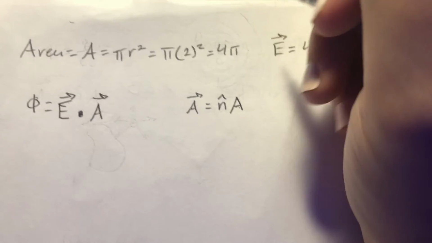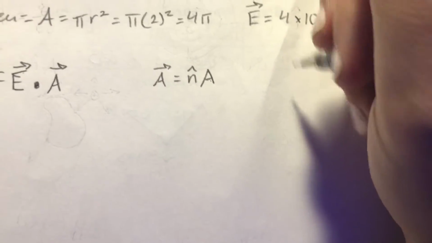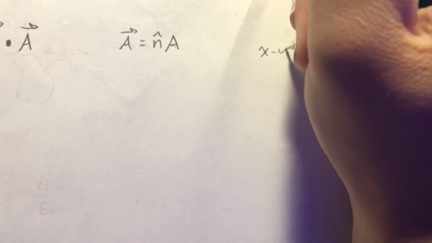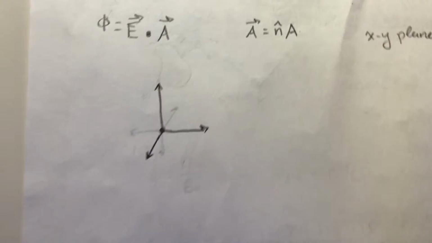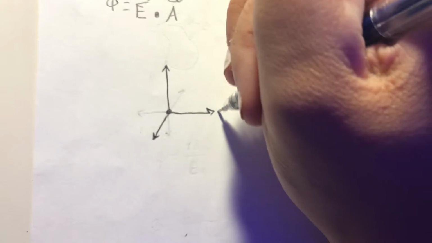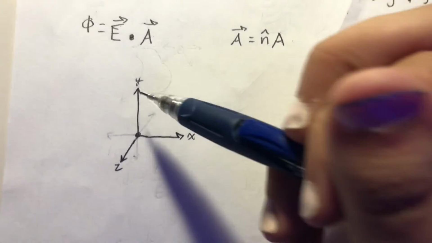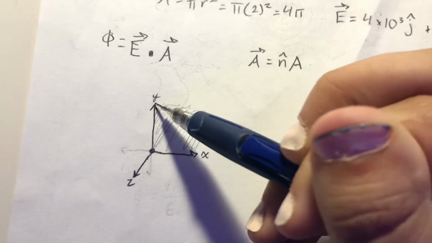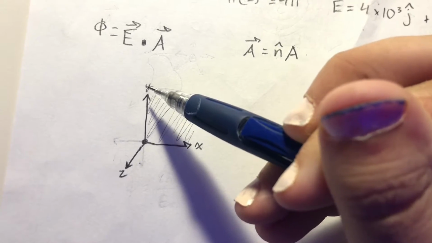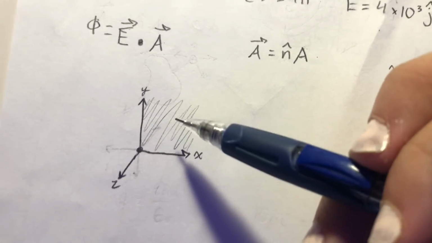And in the problem, it says that our circle lies in the xy plane, right? So we're trying to find something that's perpendicular to the xy plane. When we set up our axes, we're going to have x here, y here, and z here, just for the sake of simplicity. And then our xy plane is this up here. That's going to be when z is equal to 0, right?